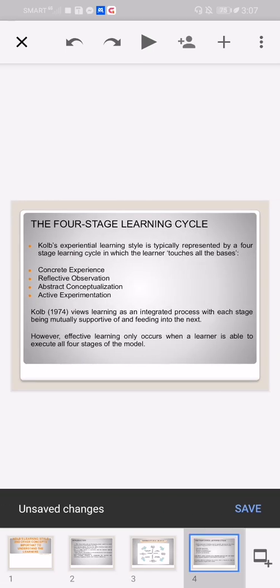Kolb views learning as an integrated process with each stage being mutually supportive and feeding into the next. So it is possible to enter the cycle at any stage and follow it through its logical sequence. However, effective learning only occurs when a learner is able to execute all four stages of the model. Therefore, no one stage of the cycle is as effective as a learning procedure on its own.